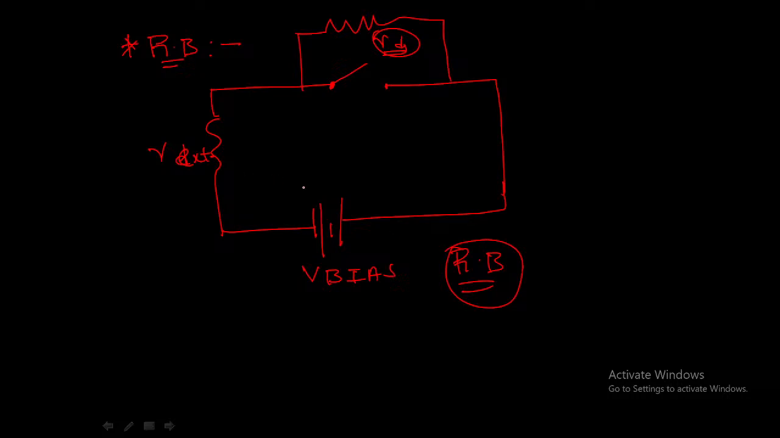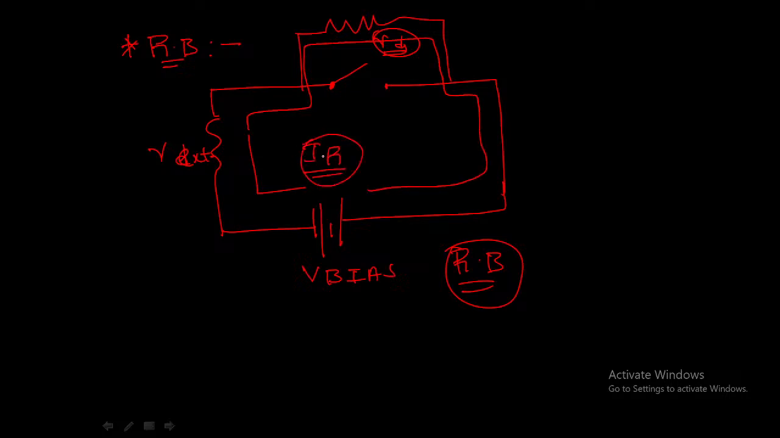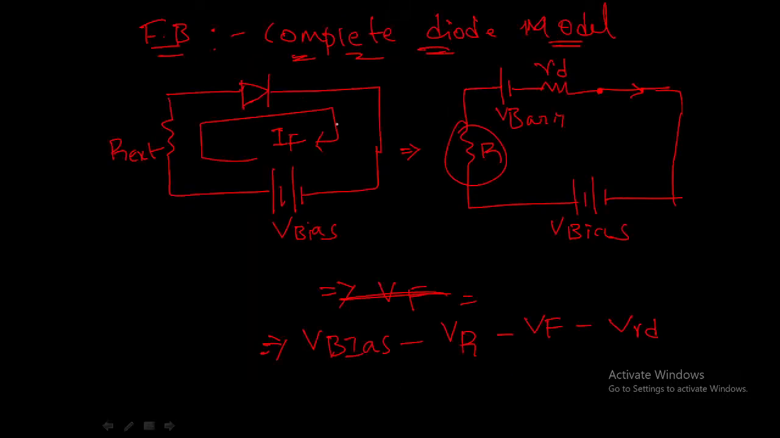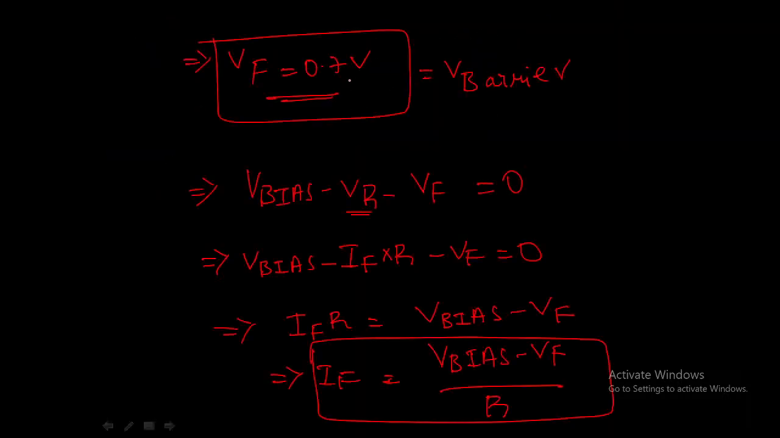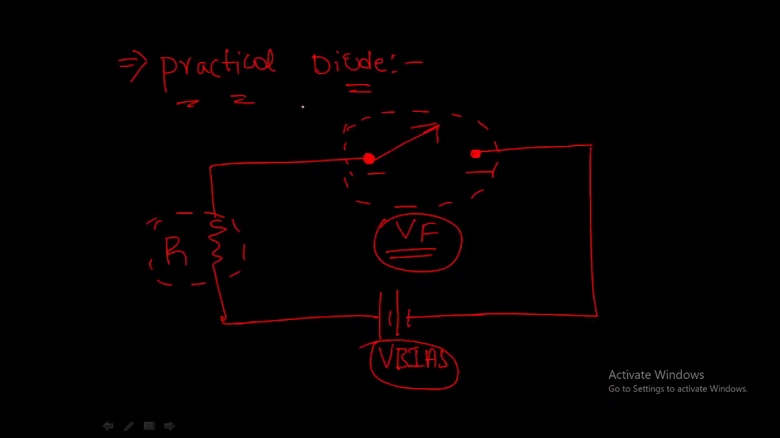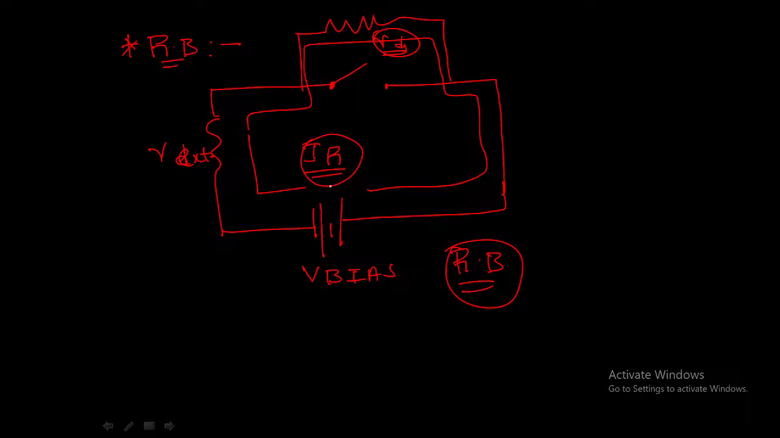A current will flow through this circuit. It will flow through this dynamic resistance and reach the power supply. This is the reverse current IR. If you observe, this reverse current is not present in the previous models, the ideal model and the practical model. The reverse current was 0 there. But in the complete diode model, we have a small reverse current IR flowing through this small dynamic resistance RD.